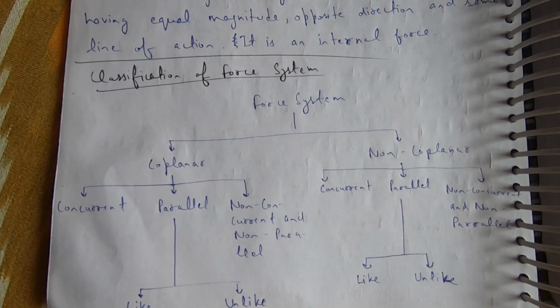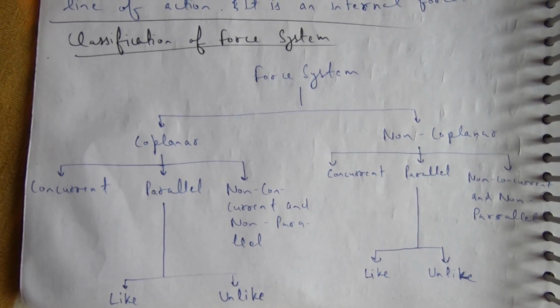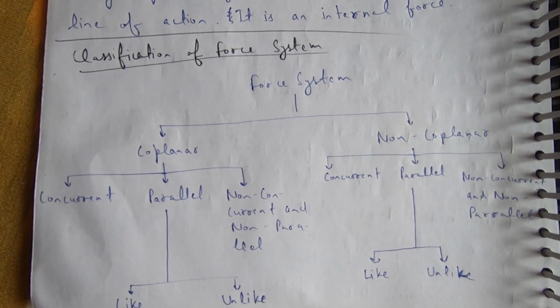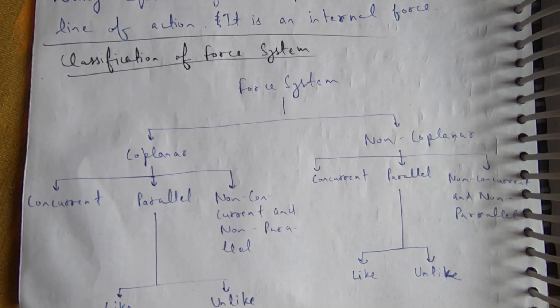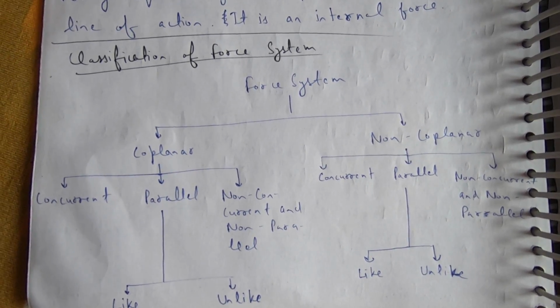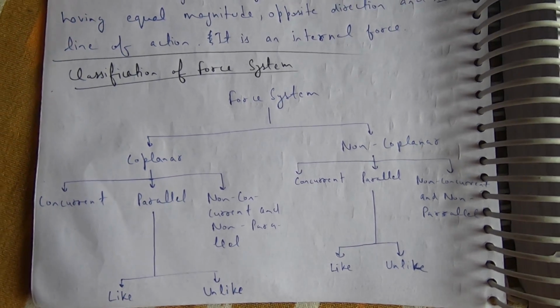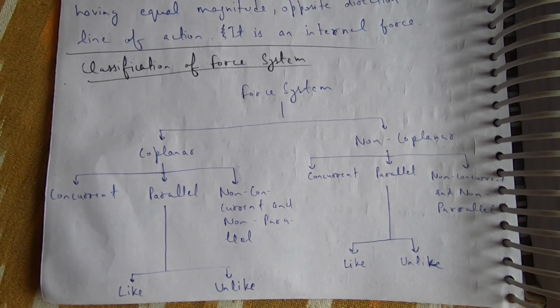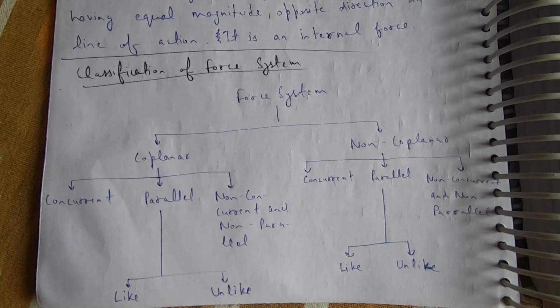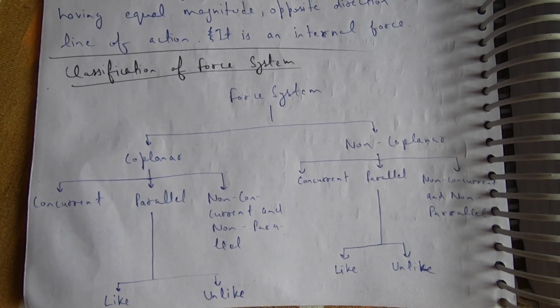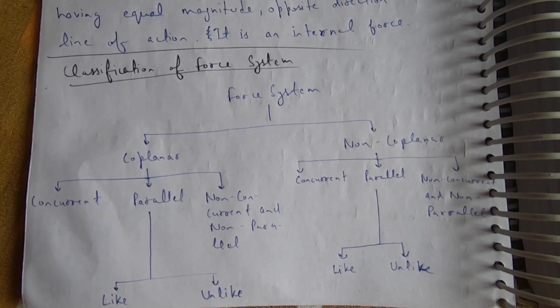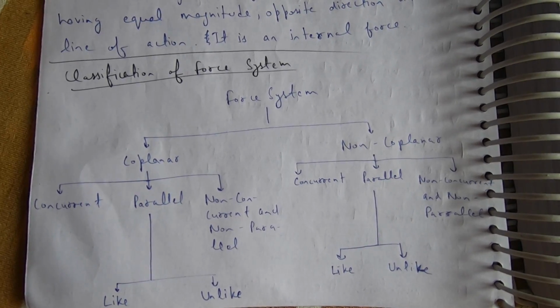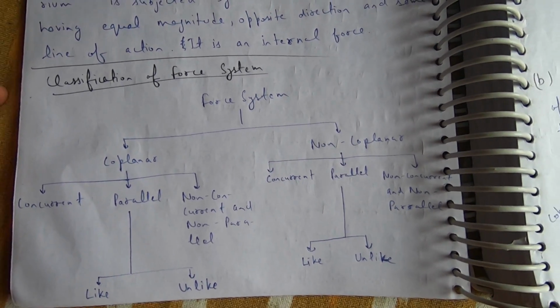Classification of force system. Force system is classified into two types: coplanar force system and non-coplanar force system. Coplanar force system is divided into three parts: concurrent, parallel, and non-concurrent non-parallel. Parallel is further divided into like and unlike. Same with non-coplanar. Non-coplanar is divided into three types: concurrent, parallel, and non-concurrent non-parallel. And parallel is divided into like and unlike.